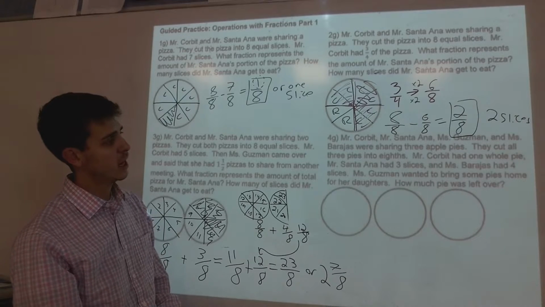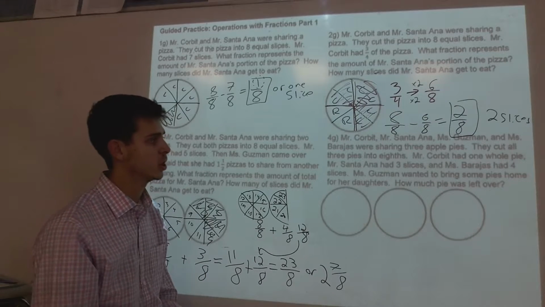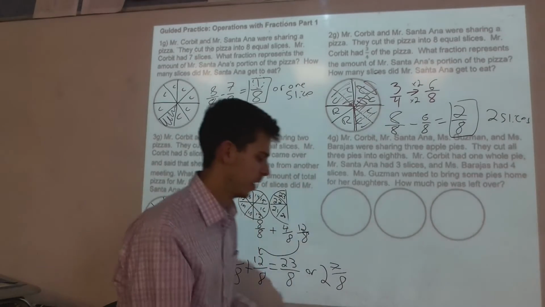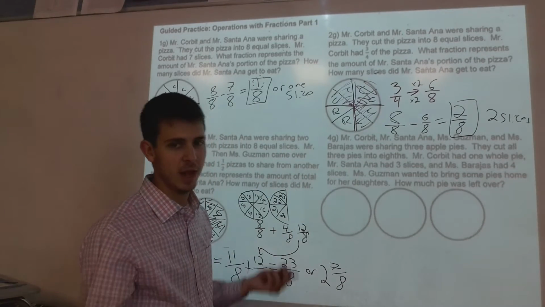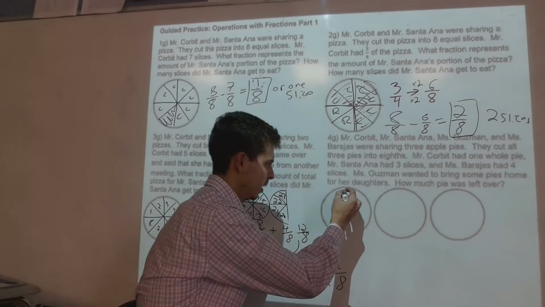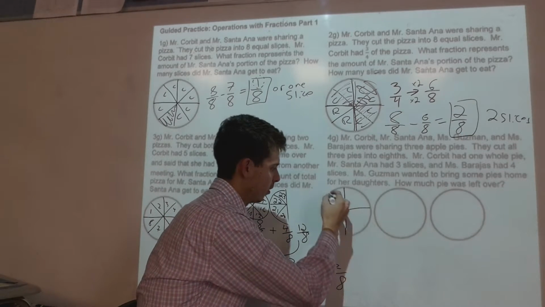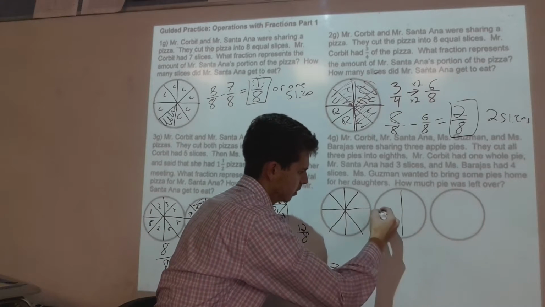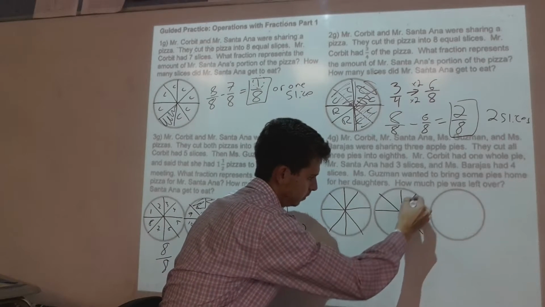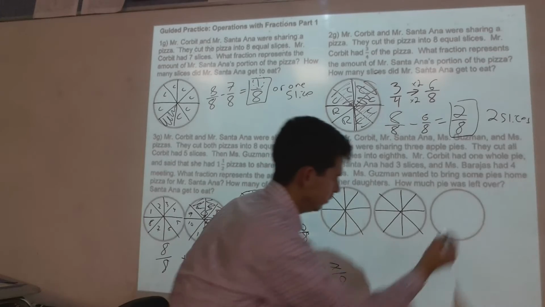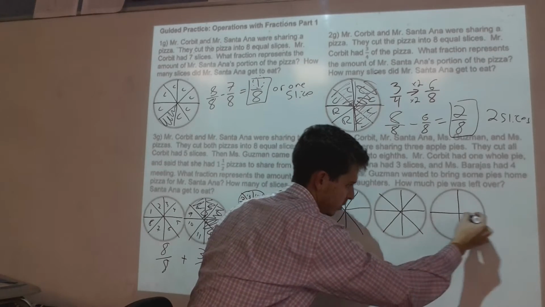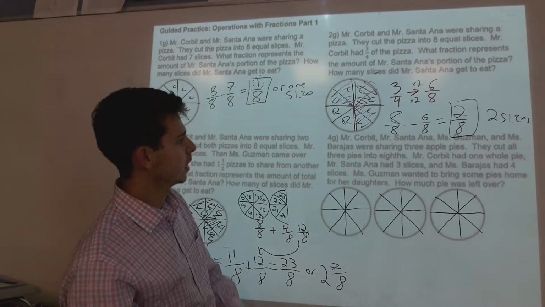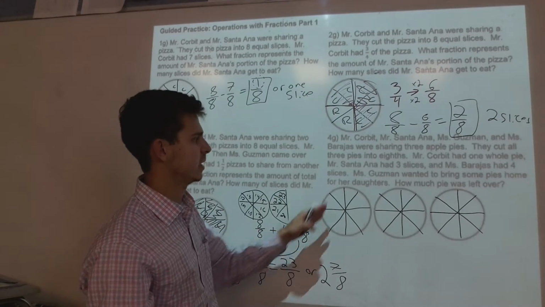Alright. The last problem here. Mr. Corbett, Mr. Santa Ana, Miss Guzman, and Miss Barajas were sharing 3 apple pies. They cut the 3 pies into 8s. Okay, well, it's the same idea. We're not using pizza, but it's still the same idea. We'll cut all these here into 8 equal slices. There's halves, there's quarters, and here's 8s. They cut all 3 pies into 8s.